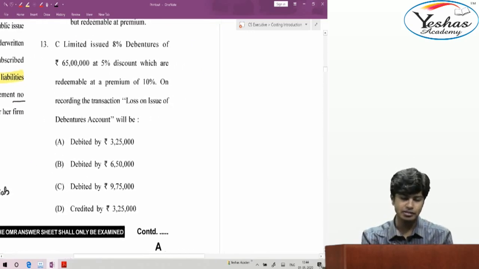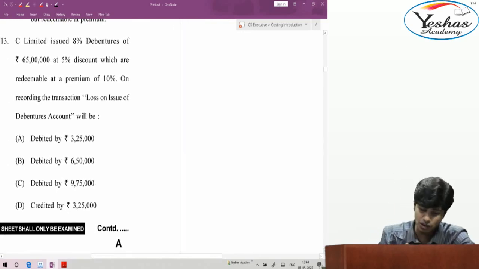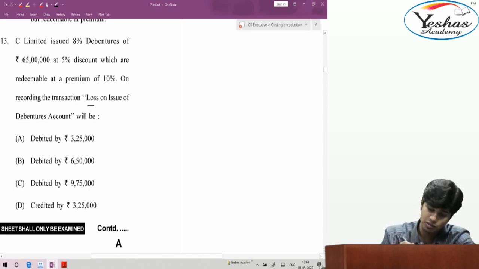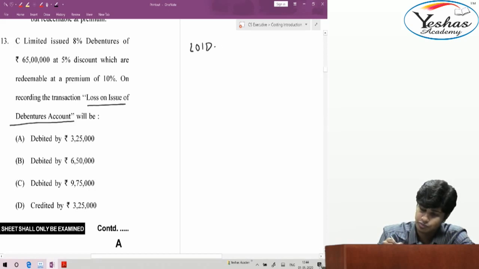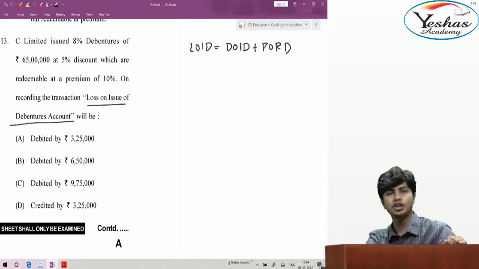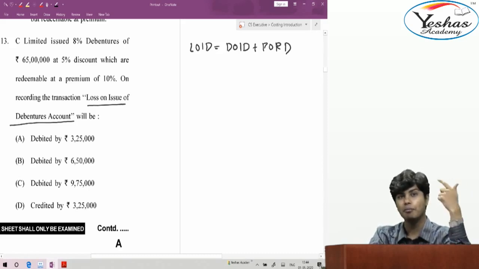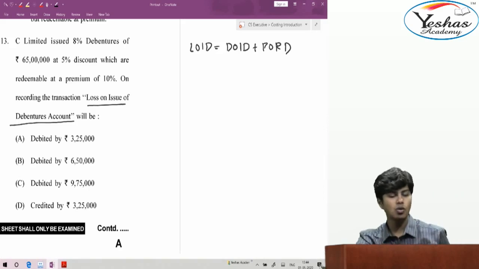C Limited issued 8% debentures of 65 lakh at 5% discount. So basically what they want is loss on issue of debentures. LOID is equal to DOID plus PORD. What is LOID? Loss on issue. What is DOID? Discount on issue. What is PORD? Premium on redemption. We have discussed this. Loss on issue of debentures is equal to discount on issue plus premium on redemption. When you are collecting, if you collect less, or when you are paying, if you pay more, both will be considered as losses. Now what is happening in this case?